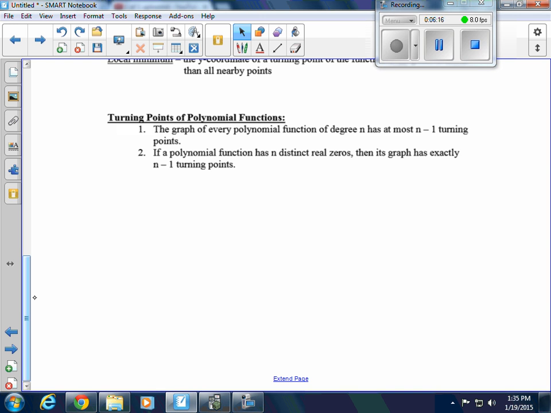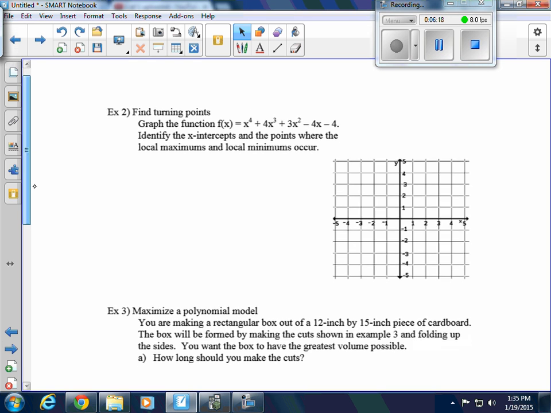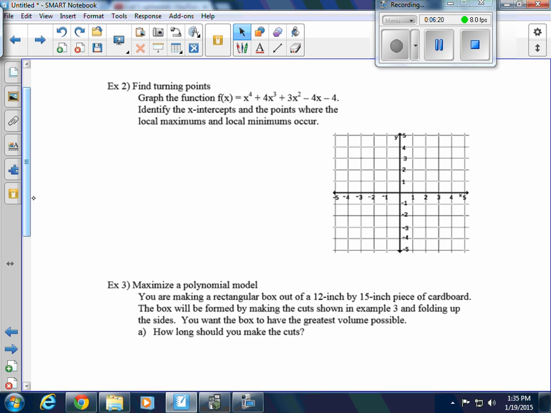that many turning points. So example 2 says find the turning points. We're going to graph the function x to the fourth plus 4x cubed plus 3x squared minus 4x minus 4. So what we're going to do is this. We're just going to plug it right in on our graphing calculator.